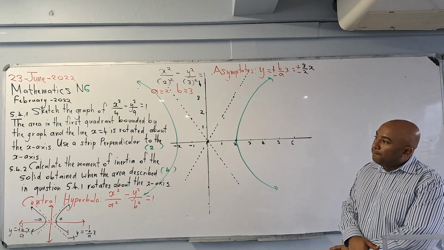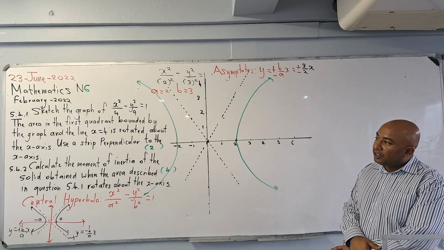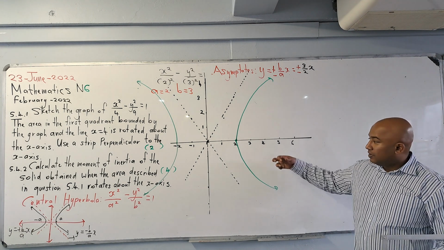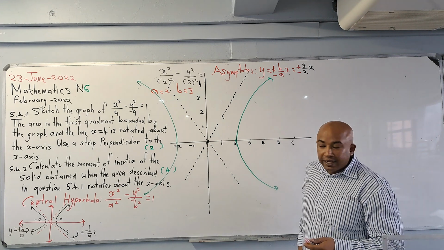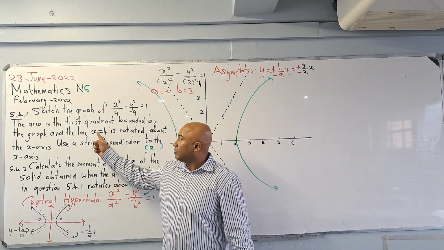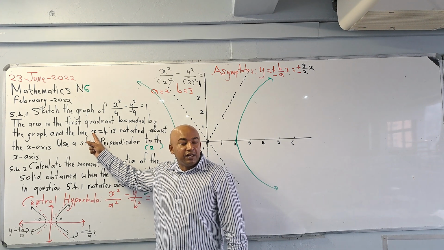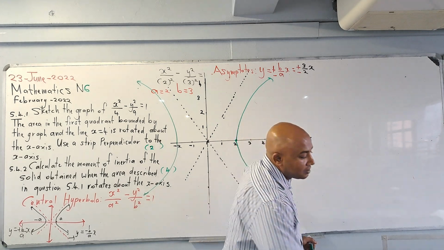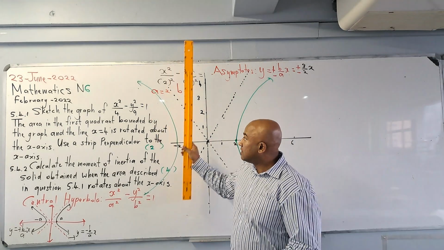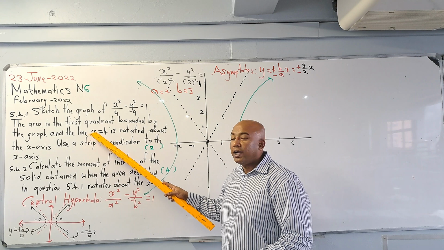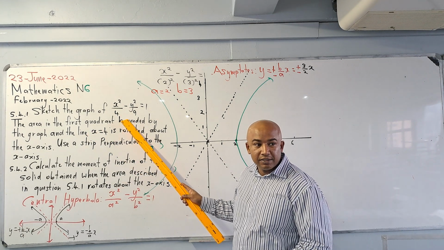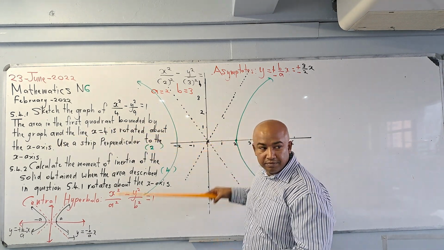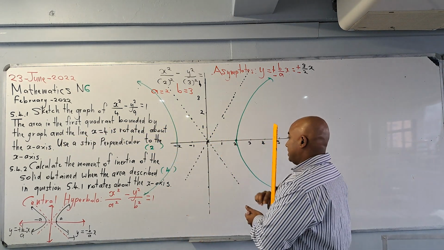Alright, so sketch the graph. The area in the first quadrant bounded by the graph, and x is equal to 4. So there's x equal to 4. If x is the subject of the formula, x is equal to a number, then that is a vertical line. If you had y equal to a number, then it will be a horizontal line. So now let's do the x equal to 4.